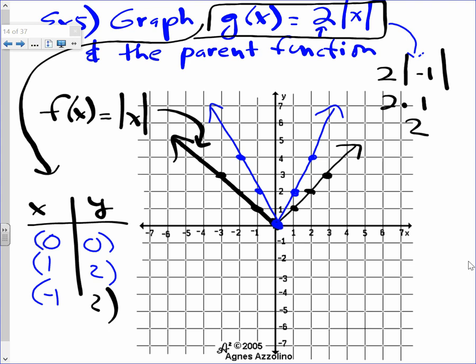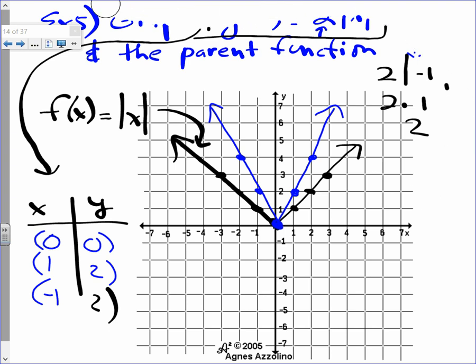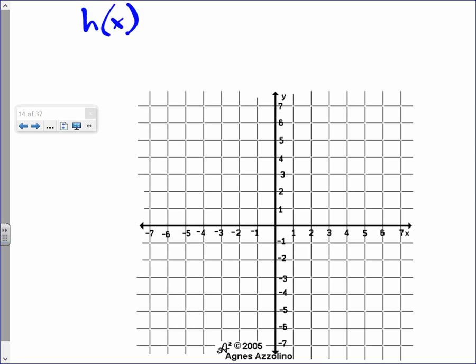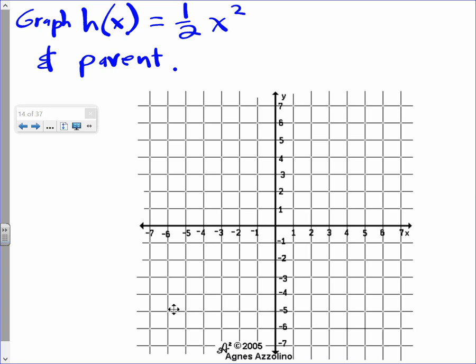Let's try another one. Example 6. 1/2 x squared. So example 6, we're going to do the same thing. We're going to graph h of x, 1/2 x squared, and the parent. So we're going to graph that and the parent. Graph h of x and the parent. This is number 6.